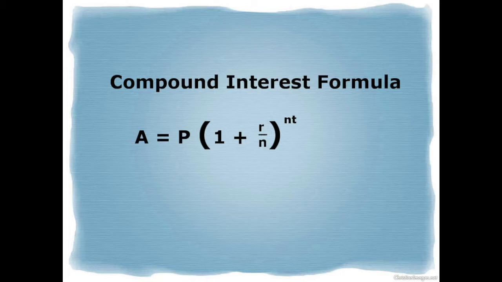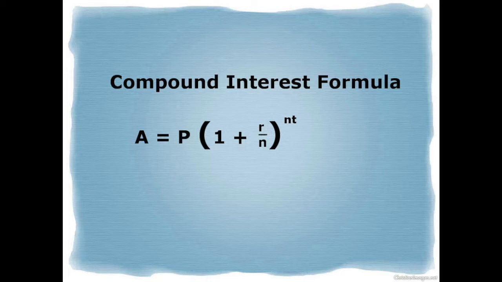Now we may only compound once a year, like I was showing you with our original $100. We were compounding that only once a year. But we're going to see sometimes we compound 4 times a year, and sometimes we compound every day of the year. So if we're compounding 4 times per year, guess what goes into that n there? The interest rate's going to go where the r is, and the number of times that we compound during the year is going to go where the n is.